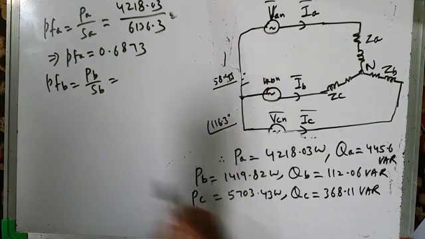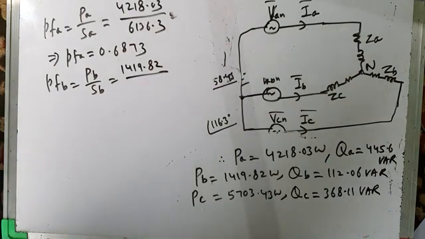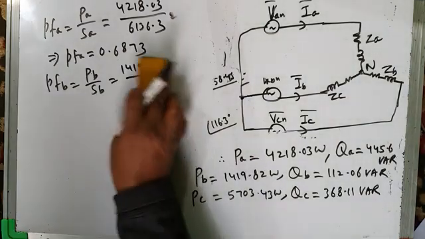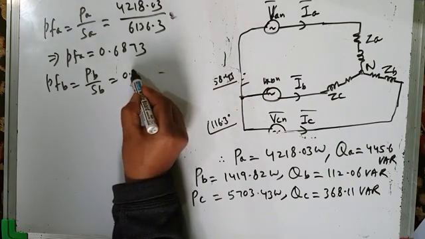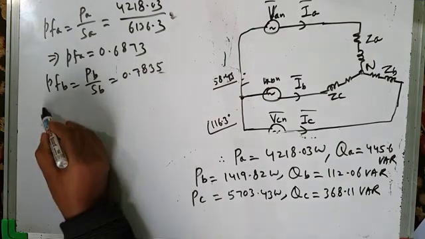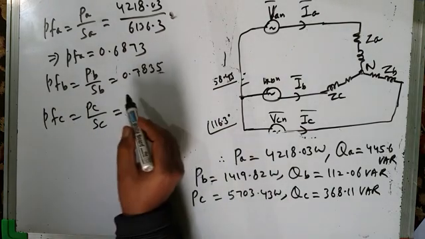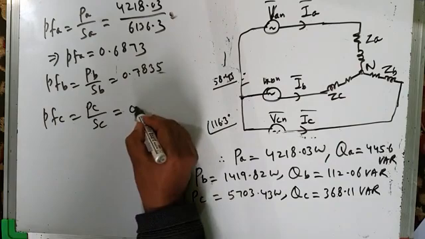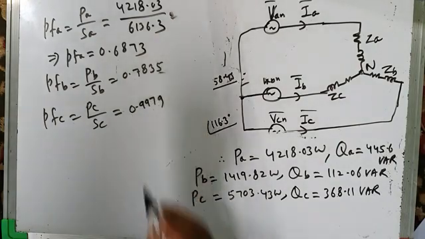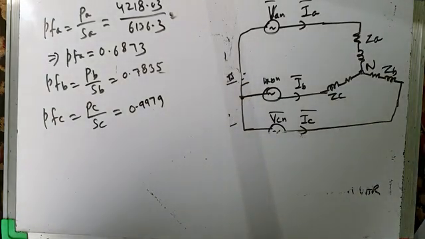Similarly, you can find power factor of phase B, that is PB by SB. PB is, अभी हमने लिखा 1419.82 by what is SB, apparent power carried by phase B. वो थोड़ी देर पहले हमने निकाला. You can find that. So this power factor comes out to be 0.7835. And similarly, power factor of phase C is PC by SC. PC is this, and SC is also, we have calculated few moments back, and this comes out to be 0.9979. तो ये आपके 3 phases के power factors है. That is about part B.